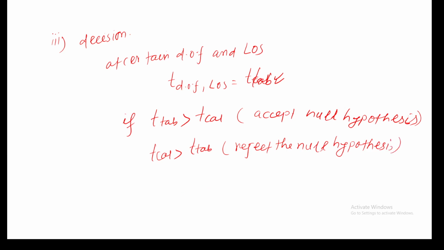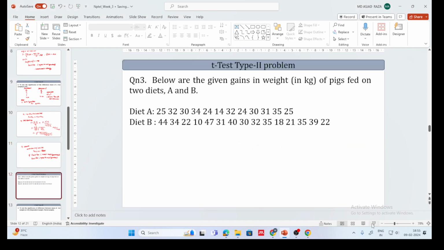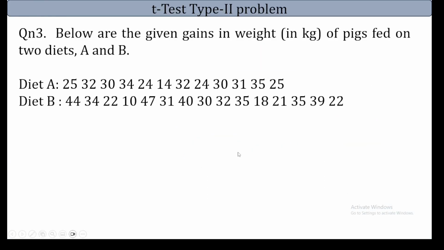So we'll do one question based upon this. Please do it. Below are the given gains in the weight of pigs on two diets, A and B. You can check the significance, whether diet A or diet B is the more effective.